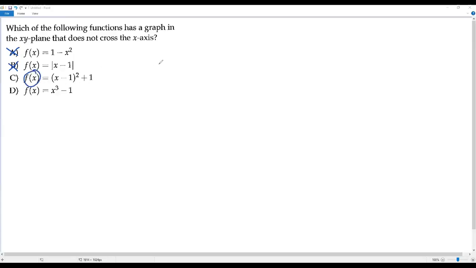For that, we have to replace this f of x by y. Then I'm getting the function y equals (x minus 1) the whole squared, plus 1. Or the same function can be written in this way. That is, we can switch the stuff on the left side and right side: (x minus 1) the whole squared, plus 1 equals y.